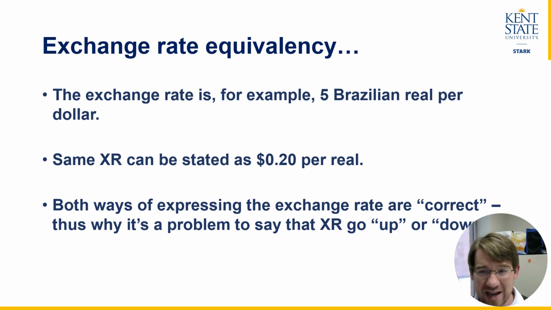Neither of these is correct or incorrect. In fact, I guess you could say both of them are correct. They're equivalent. But because you can state any exchange rate in either direction, you really can't say whether the exchange rate went up or down. If it goes up in one sense, it's going to go down in the other sense. So for example, if we drop from 5 real per dollar to 4 real per dollar, then we're going to be increasing from 20 cents per real to 25 cents per real. So exactly the same change creates an increase along one measure, a decrease along the other.